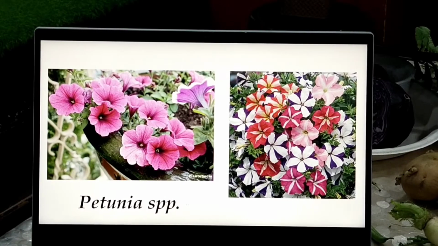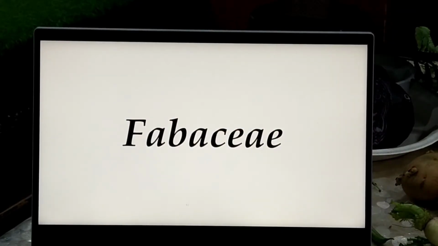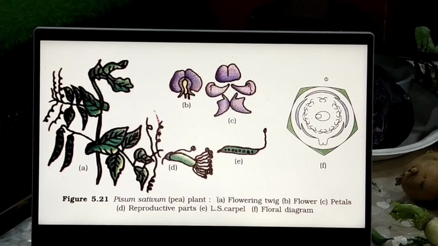Petunia is mentioned in your books as the ornamental species. This is so, the petunia. Let's go for Fabaceae family details. This is something that you have in your NCERT book.